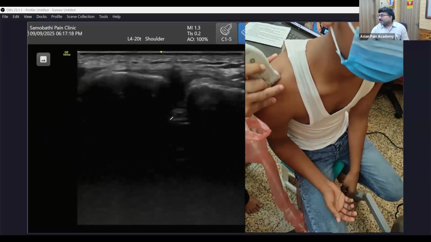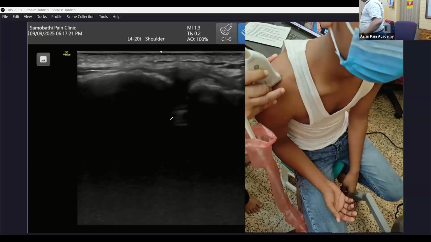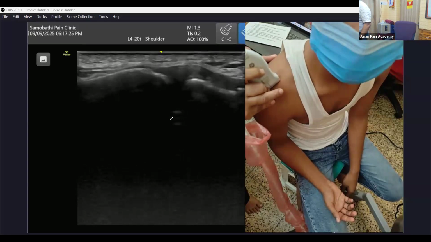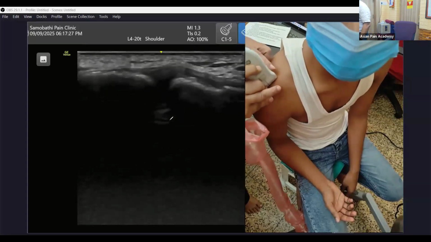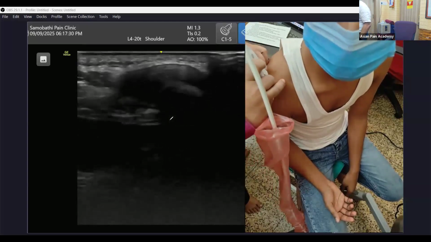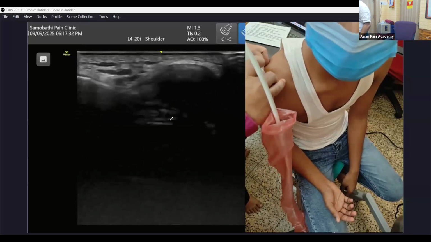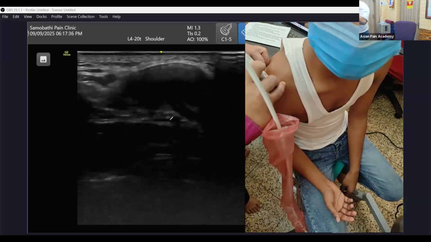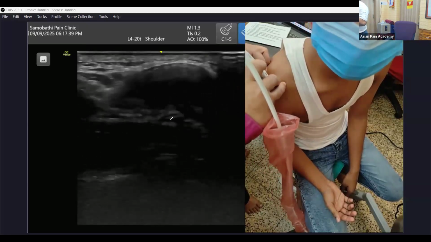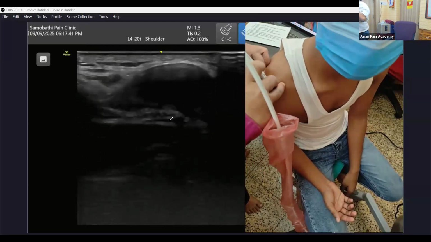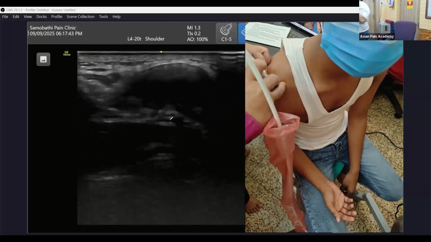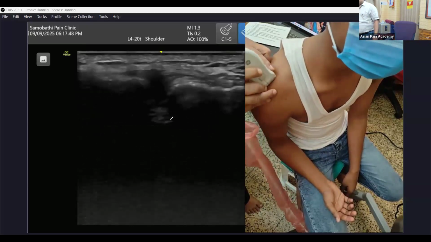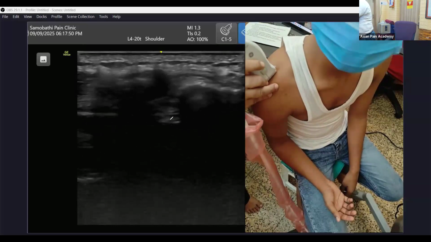And you can go here either under the in plane view, or you can go an out of plane view as well, because this joint space is very small and it is very superficial. So sometimes it may be a little difficult. So if you can go from the top side, you can just choose an out of plane approach. But sometimes if the joint is inflamed, then you can go for the in plane approach as well. But in most cases, out of plane is comparatively easier than the in plane approach.